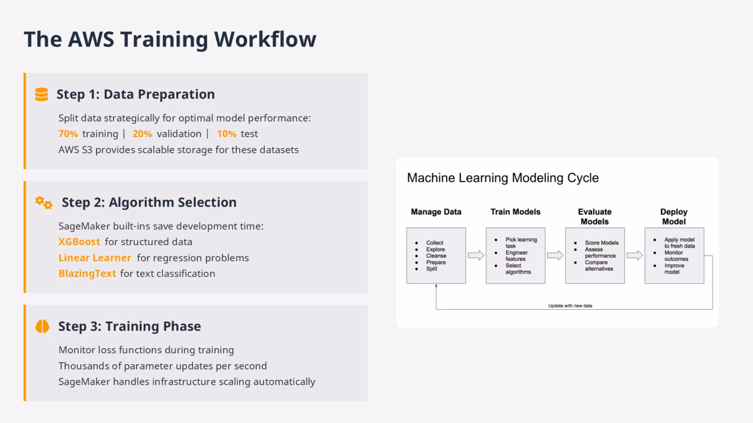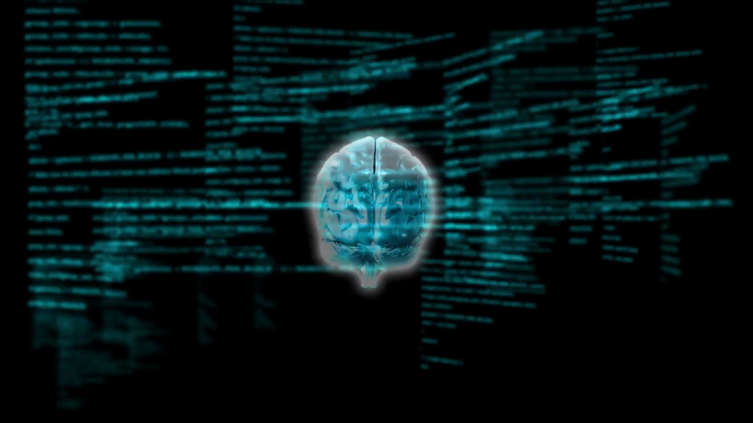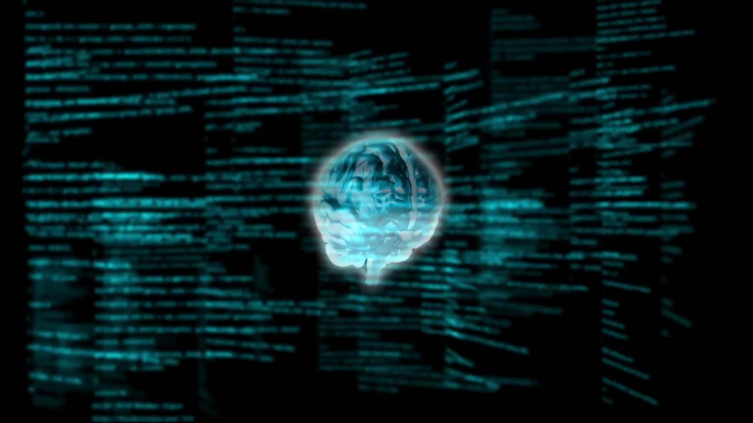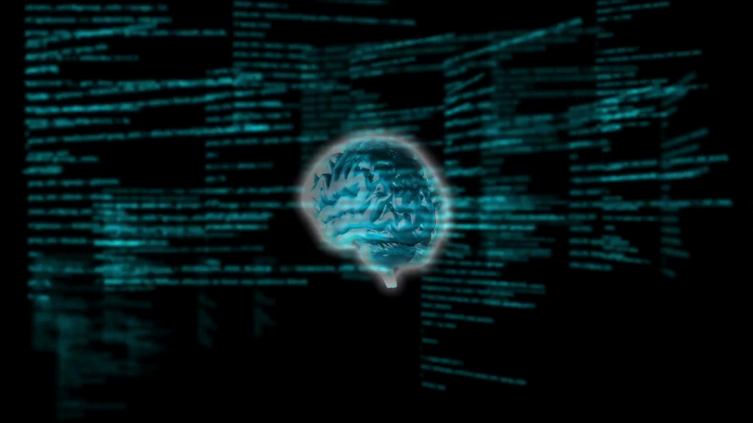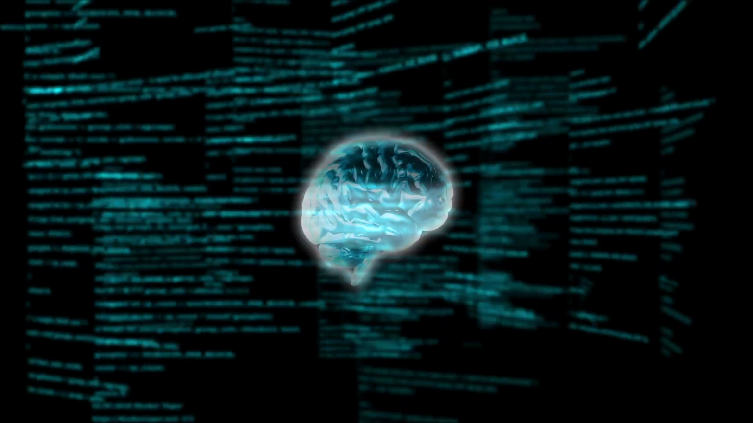Step 1, data preparation. Split your data set like you're dividing inheritance money, carefully and with purpose. 70% training data, 20% validation data, 10% test data. Step 2, algorithm selection. SageMaker offers built-in algorithms that'll save you months of coding. Extreme gradient boosting for structured data. Linear learner for regression. Don't reinvent the wheel.